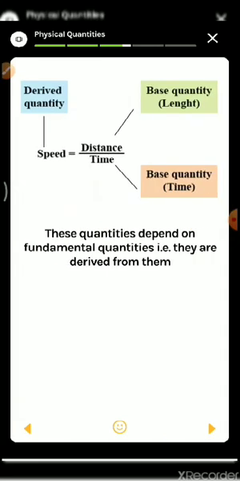The second kind is derived quantities. Previously we discussed fundamental quantities, but here the second kind is derived quantities. Let us see speed. The formula of speed is distance by time. Distance as well as time are base or fundamental quantities, that is length and time. But speed is a derived quantity, because speed is derived from distance divided by time. These quantities depend on fundamental quantities, that is, they are derived from them.